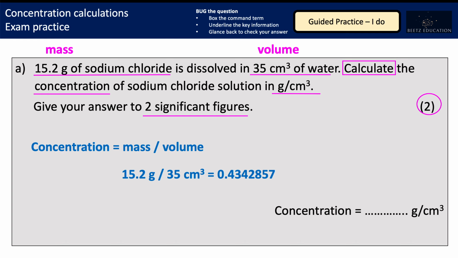a unit conversion. In this case, because the answer requires the concentration in grams per centimetre cubed, and I have a mass in grams, and I have a volume in centimetres cubed, no unit conversion needed. I've got 1 mark in the bag. Second mark is going to be for giving my answer to 2 significant figures. I'm looking at the 3 and I need to decide, do I round up or down? In this case, obviously, due to the third number being less than a 5, I'll round down to 0.43.